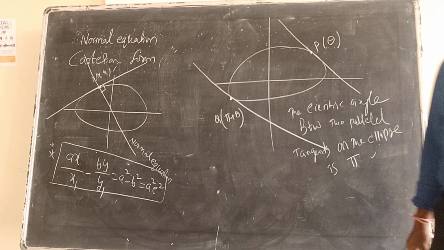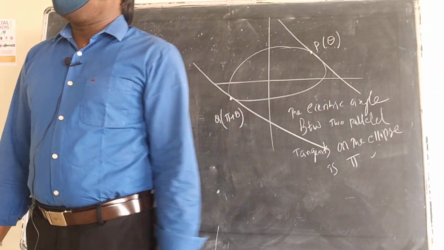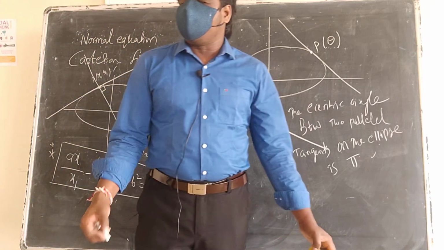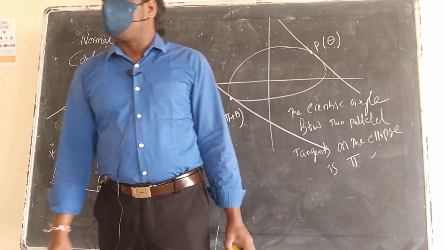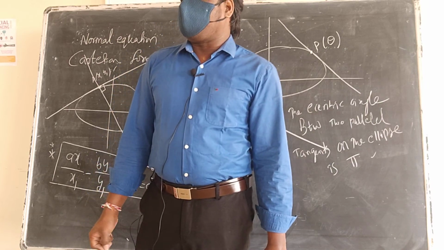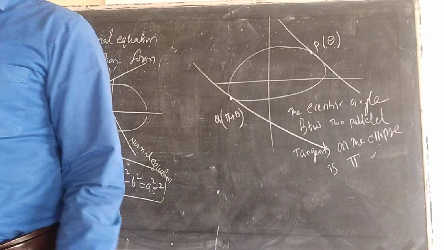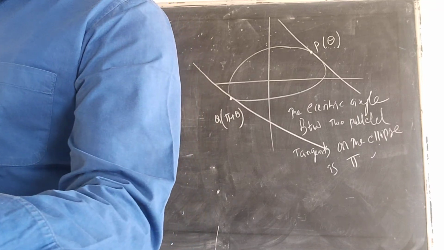These are the important points. Now we will do JEE questions based on this, and then one more topic is left in this ellipse. I hope we will complete this chapter on Monday, otherwise Tuesday. Then we will start hyperbola.